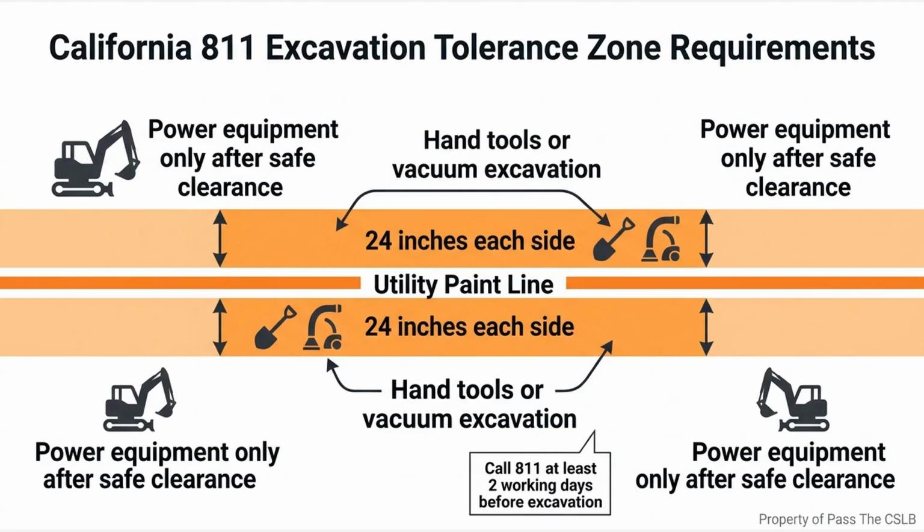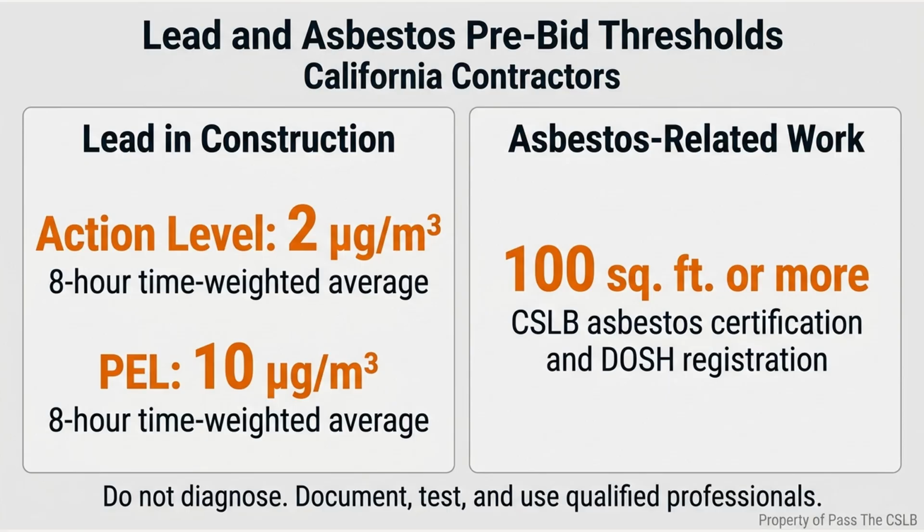For asbestos, the key threshold in this lesson is 100 square feet or more of asbestos-related work. At that point, the contractor needs the proper asbestos certification and registration with the Division of Occupational Safety and Health unless the work is performed by a properly qualified and registered asbestos abatement contractor. The larger remodel does not erase that threshold. You cannot hide asbestos inside a multi-trade project and pretend the hazard disappeared.